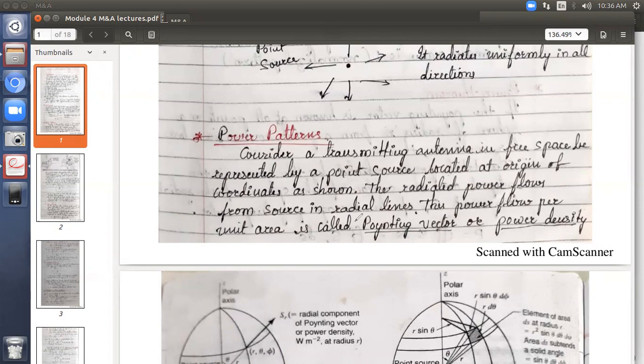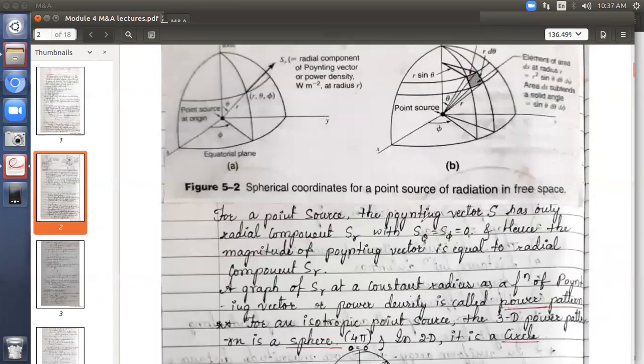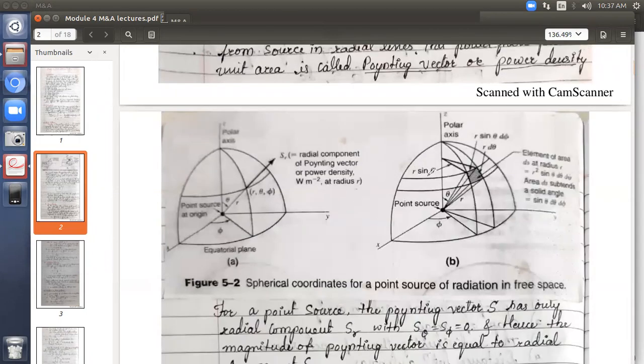In power patterns, the variation is with respect to the radial component of the pointing vector. You can see it here. This is the spherical coordinate system. We have assumed this as the point source. This is the radial component of the pointing vector SR. So the variation is with respect to SR. However, the remaining two coordinates of a spherical coordinate system, what are the three coordinates? The three coordinates are r, theta and phi, out of which we will consider only SR. S theta and S phi, we will keep 0 for power patterns.